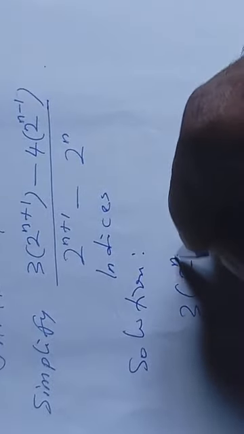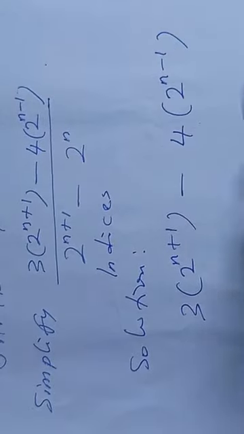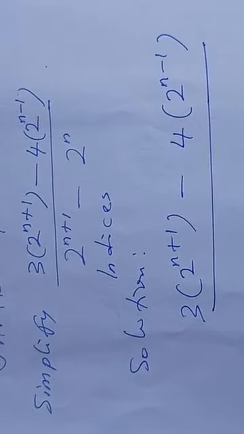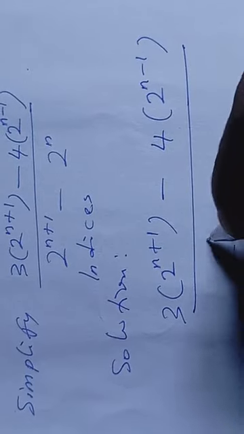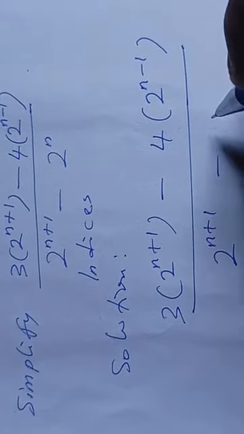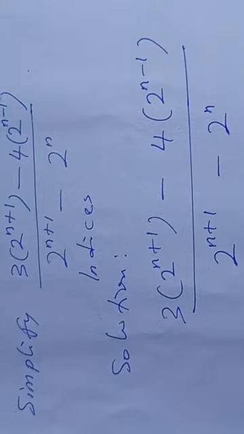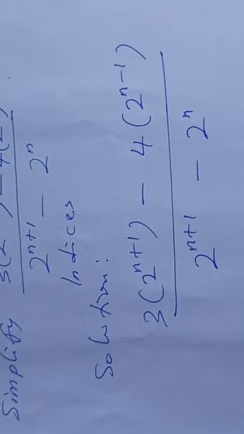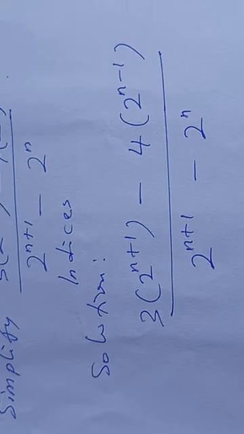So the solution now, we'll state it again: 3 into bracket 2 raised to power n plus 1 minus 4 into bracket 2 raised to power n minus 1, all over 2 raised to power n plus 1 minus 2 raised to power n. I haven't done this stating this again, so we'll have to look at it.